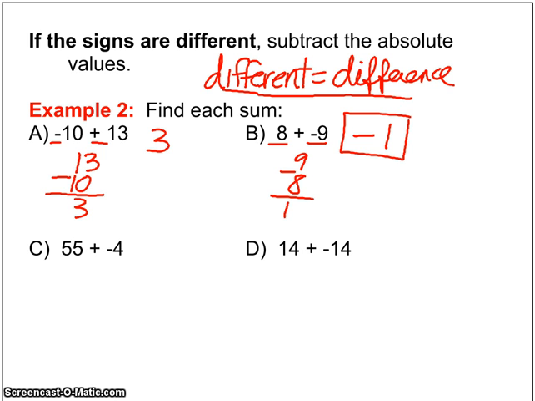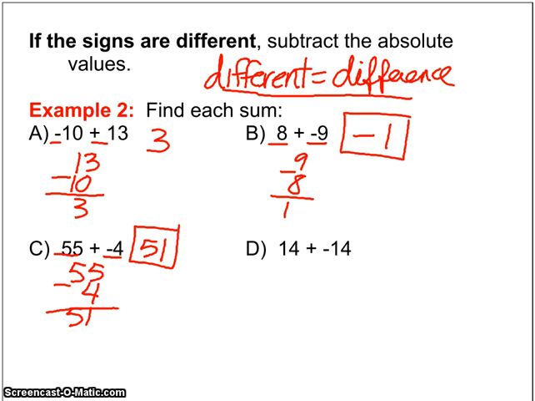And letter C, same thing. I have 55 positives and only 4 negatives. Which one do I have more of? So my answer is going to be positive, and the signs are different, so I'm going to subtract, and I get 51. So 51 is going to be positive.